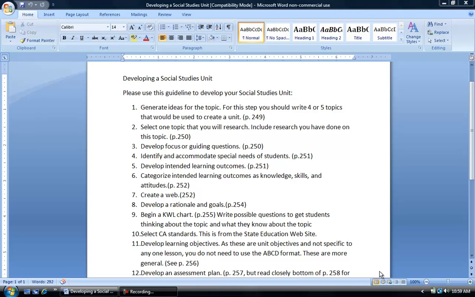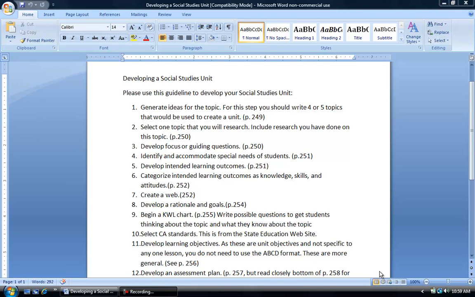Now, before I go ahead further, I do want to explain the page numbers correlate to the textbook, chapter 8, and you can refer to those, and that gives you some more information, and I will be referring to those as I speak to you in this Jing.